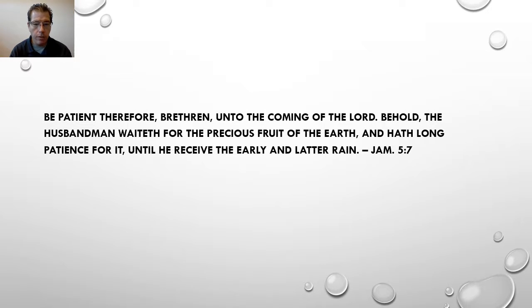So let's go to the New Testament, James, and see what it says about the latter rain. Be patient, therefore, brethren, unto the coming of the Lord. Behold, the husbandman waiteth for the precious fruit of the earth, and hath long patience for it, until he receive the early and the latter rain. Again, God is waiting till he receives the early and the latter rain. The rain. The writing on the wall says thy kingdom is numbered. It is the writing on the wall for our generation.